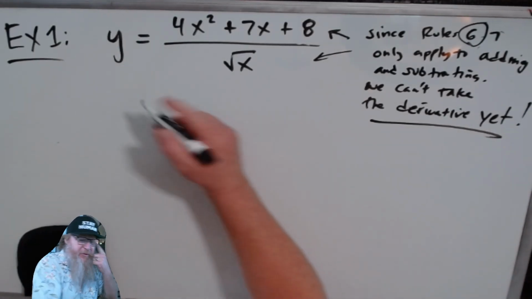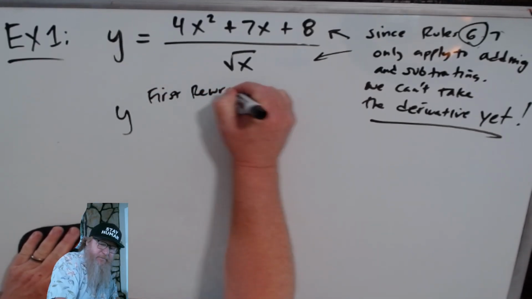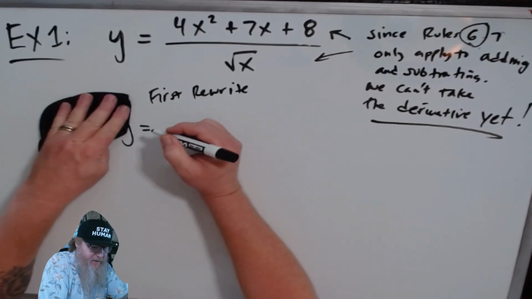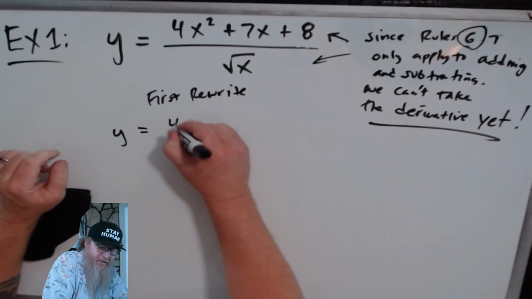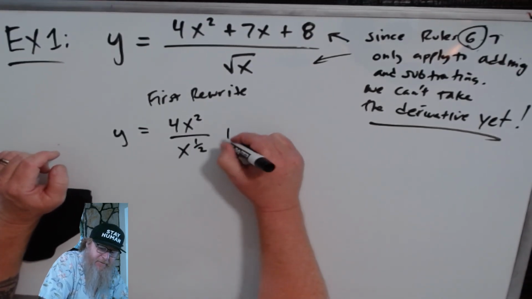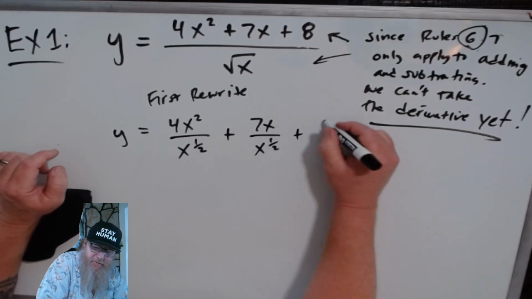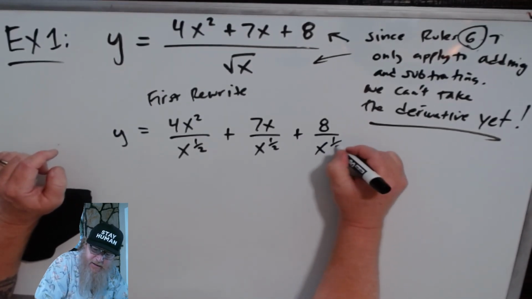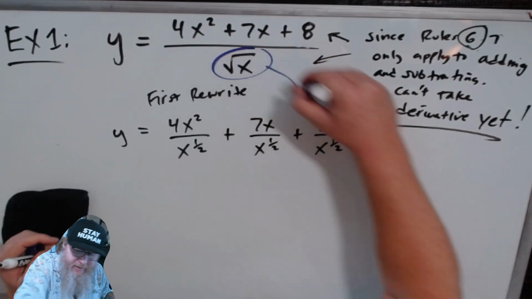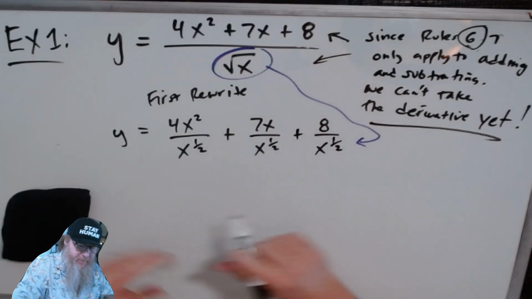So we're going to first rewrite it so that we do not have a denominator anymore. So this is going to be 4x squared over x to the 1/2 plus 7x over x to the 1/2 plus 8 over x to the 1/2. So we're rewriting the square root as a 1/2 power.